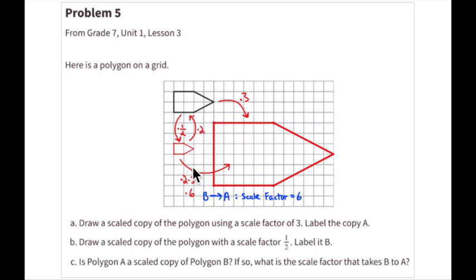All right, so now to go from this small polygon to this polygon, you multiply by 2. So now you're going back in the other direction. So you're using the reciprocal or the multiplicative inverse. And then remember to go from this polygon to this polygon, you multiply by 3. When you multiply by 2, then by 3, 2 times 3 is 6. So those two steps together equal a scale factor of 6. So what's the scale factor that takes B to A? B right here to A is a scale factor of 6.